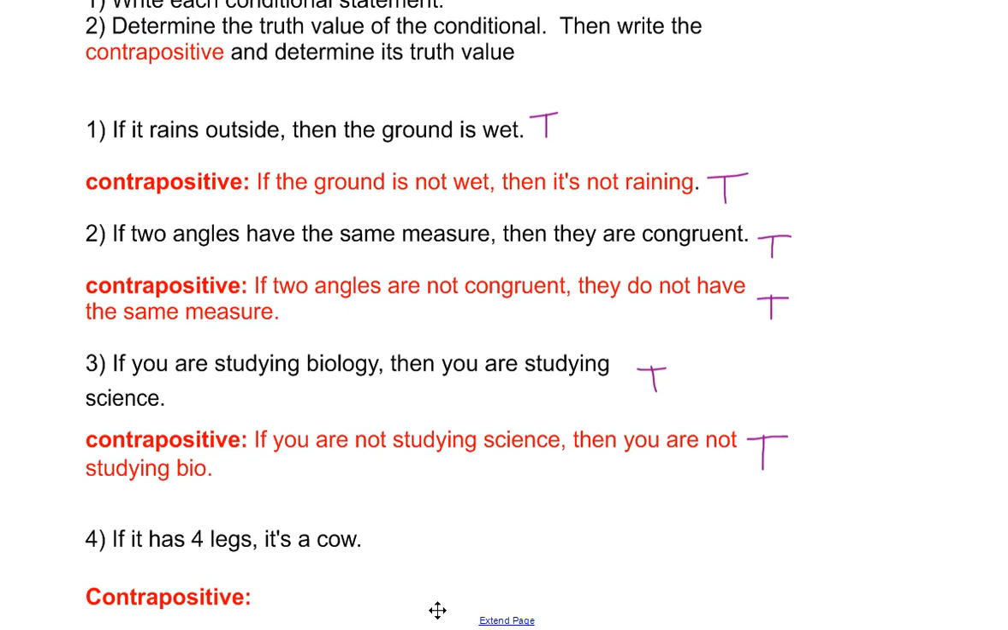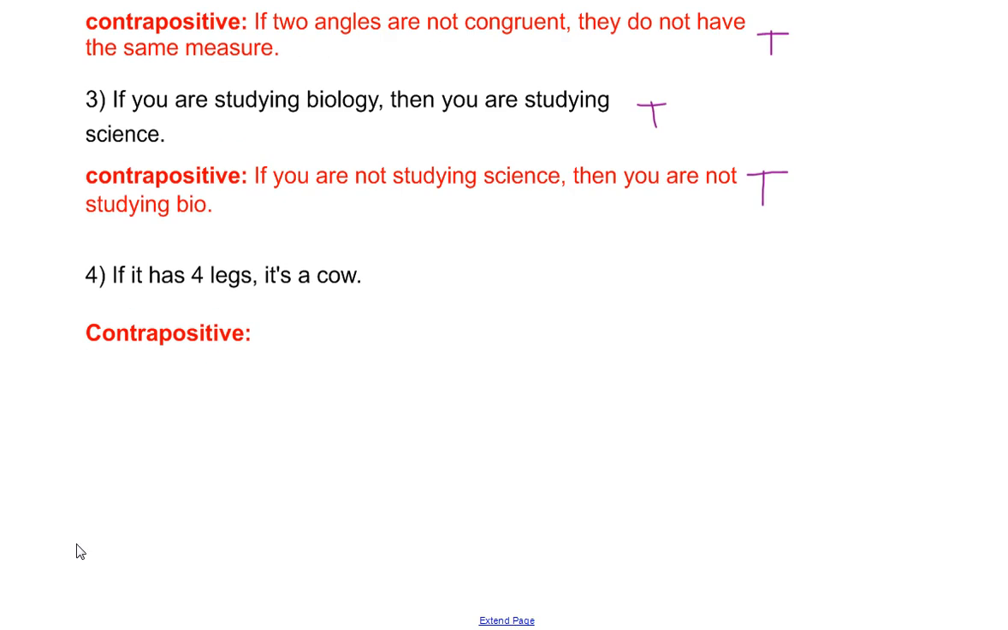If it has 4 legs, it's a cow. Now, if it has 4 legs, it might be a cow. It also might be a cat, or a dog, or a mouse. So if it has 4 legs, it's a cow. Not necessarily true. It might be true, but it's not always true. If the conditional is not always true, then the conditional is false.